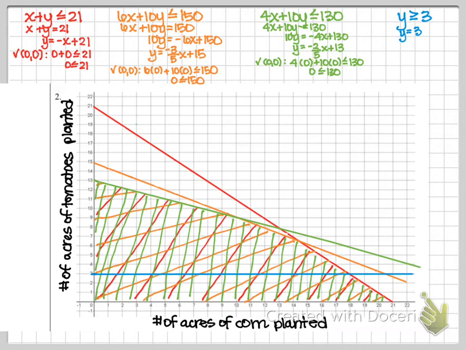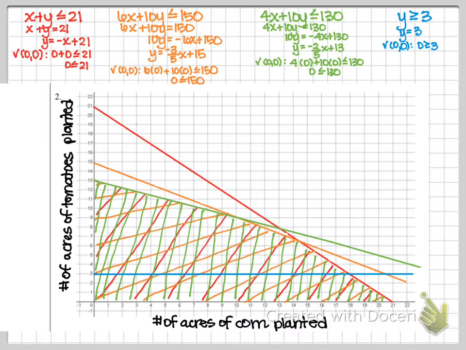There we go. Okay, so now test a point. Well, I'm going to do 0, 0 again because it's definitely not going through that point. So I'm going to check 0, 0 and get 0 is greater than or equal to 3. That's not true. That's false. So I don't want to shade towards 0, 0, which would be below this line. I want to shade away from 0, 0, which is above this line.